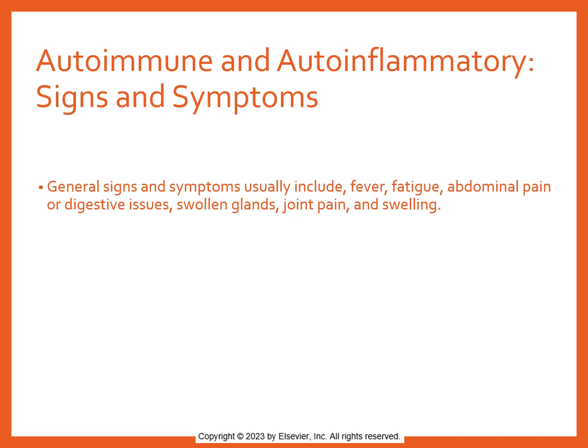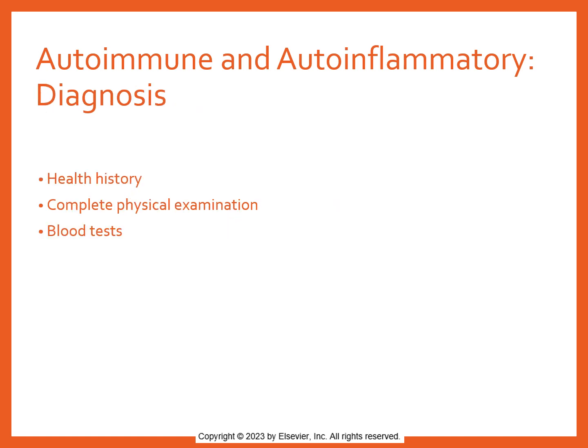General signs and symptoms would usually include fever, fatigue, abdominal pain or digestive issues, swollen glands, joint pain, and swelling. Diagnosing an autoimmune and autoinflammatory disorder can be difficult. The most commonly occurring conditions consistent with the presenting symptoms are ruled out first. It is usually after other diseases are ruled out that more in-depth genetic and other testing can be done. This can be frustrating for a patient who has not felt well for some time and is just looking for an explanation or diagnosis. Blood tests such as a CBC with differential is typically performed.